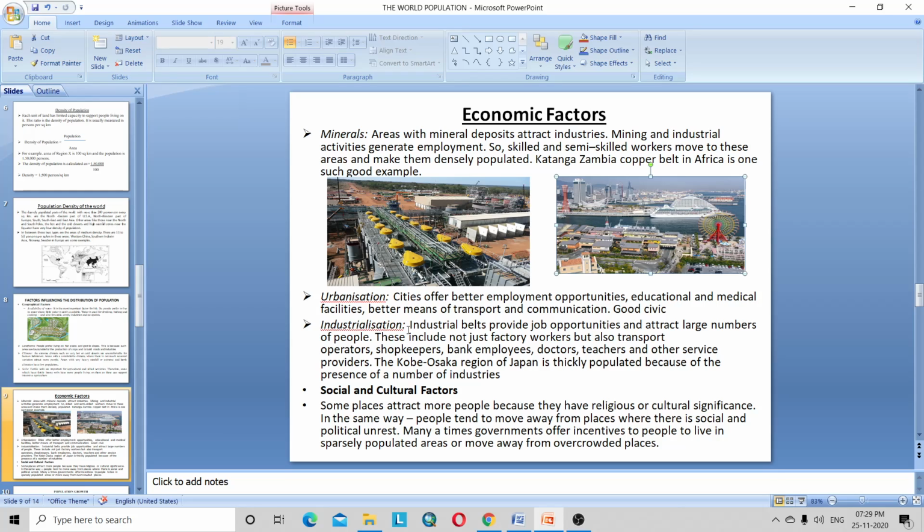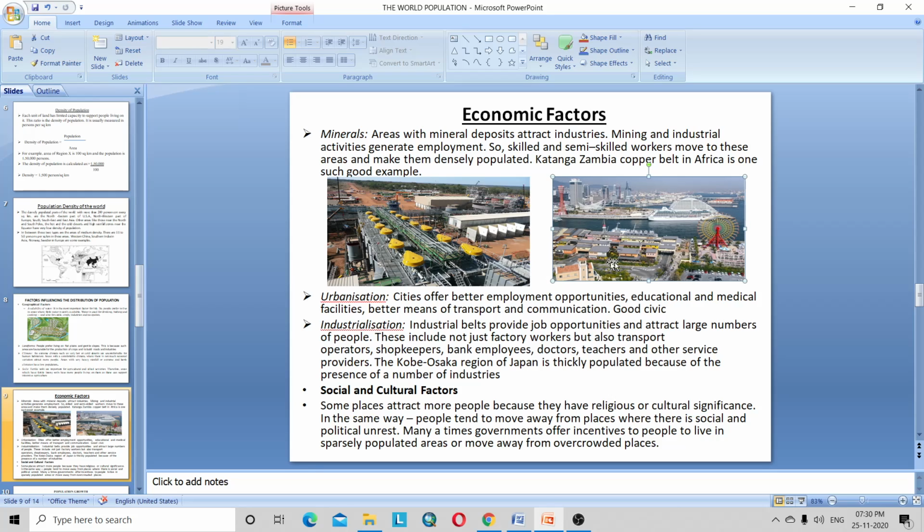The other one is the industrial belt. The industrial belt provides many job opportunities and attracts a large number of people. That includes not only the factory workers, but also transport and communication operators, shopkeepers, bank employees, doctors, teachers, and other service providers. So the Kobe, Osaka region of Japan is thickly populated because of the presence of a number of industries. This picture shows the industrial belt of Japan, where a huge concentration of people is found.